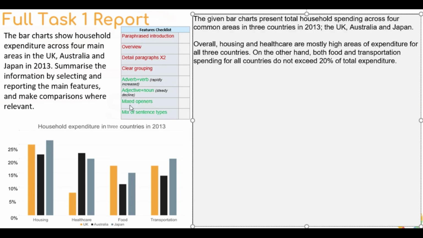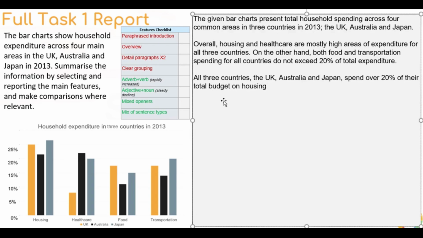And group 1, we have housing and healthcare. So let's start writing for this. I'll begin by making an overall statement about housing. I can see that all three countries are spending over 20% on housing, so that's what I will start with. All three countries, the UK, Australia and Japan, spend over 20% of their total budget on housing.